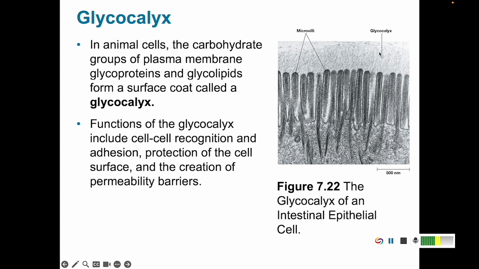The glycocalyx is involved in cell-to-cell recognition, just like the other sugars we've looked at. It's also involved in adhesion. If you think of sugar, it's kind of sticky. If you've ever spilled something like a sugary drink on your counter, sugar is sticky, so it's involved in adhesion. It's also involved in protecting the cell surface. It gives it just kind of this little coat underneath it to protect the cell. It also helps create permeability barriers.